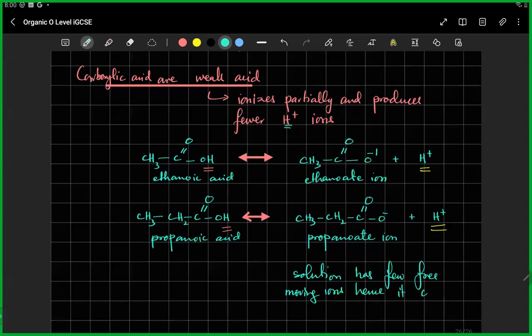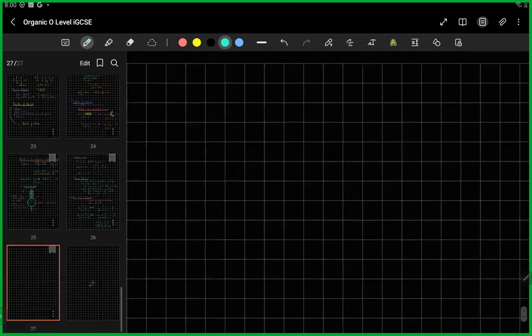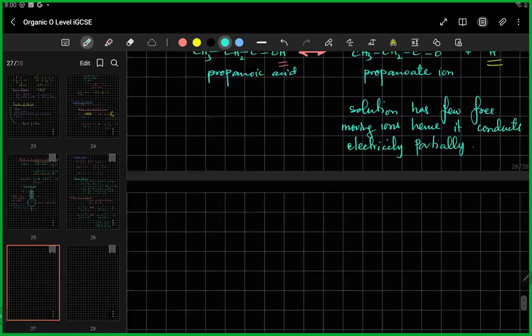Hence, it conducts electricity. It just partially conducts electricity. As the next is K, so it conducts electricity partially. Okay?